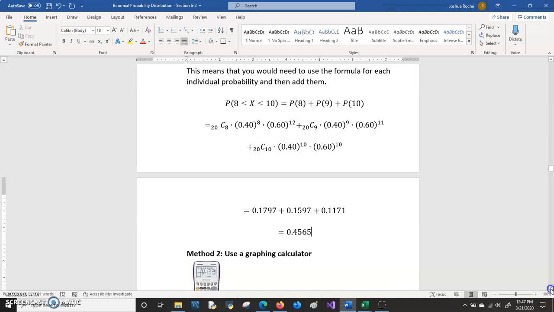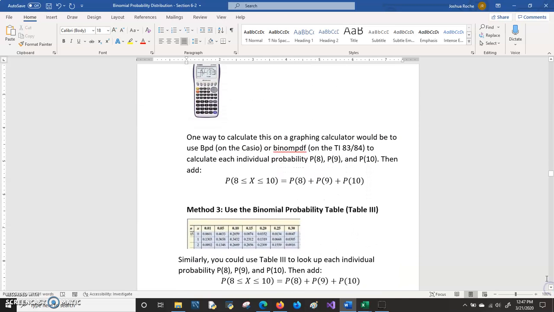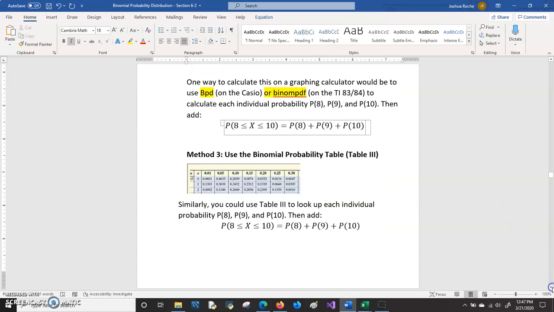So the other way is that you could use a graphing calculator. And for this one, I would probably do it using the BPD or the Binomial PDF. And do it in the same way, where you calculate each of these individually using BPD or Binomial PDF. Find this one, find this one, find this one, and then add them all up, and you should come out to the same answer. Or you can use the binomial table, and I would probably do it in the same way. Use table 3, look up these three values in table 3, and then add them up.